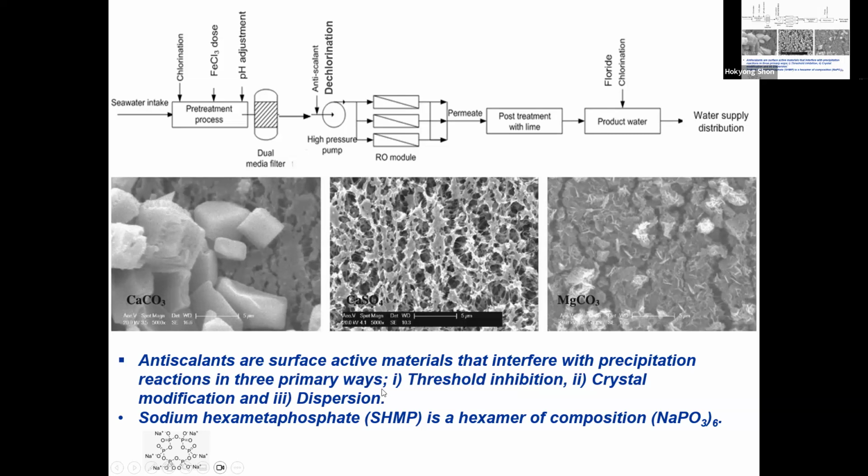So how can we remove this kind of scaling? We can incorporate SHMP. This is the anti-scalant. It's a kind of sodium phosphate compound. This sodium hexametaphosphate interferes before calcium and carbonate attach and combine together, and then reduces the overall scaling and crystal growth.